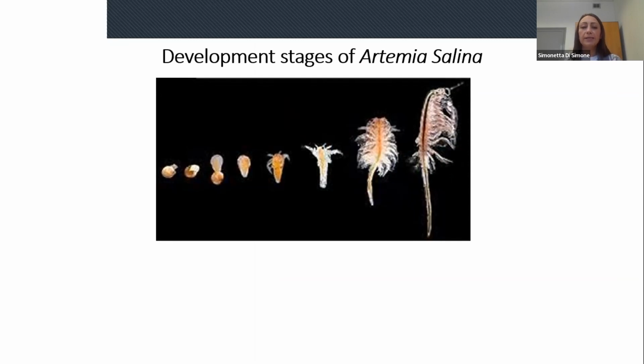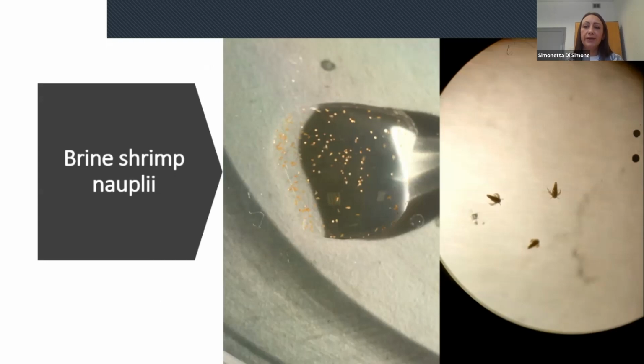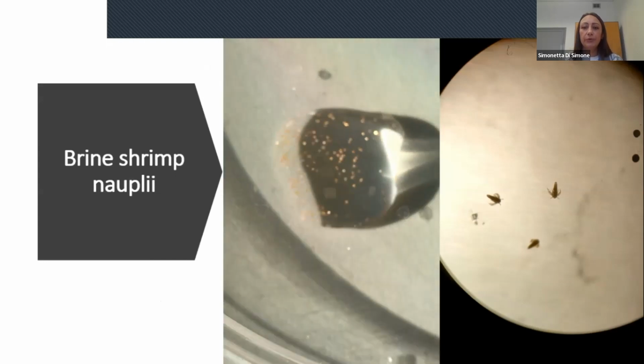Here you can see the development stages of Artemia salina. These are the cysts. These are now the newborns, the larvae. And here you can see an adult specimen. Fun fact, brine shrimps are also called sea monkeys because they have a tail that looks like a monkey's tail.